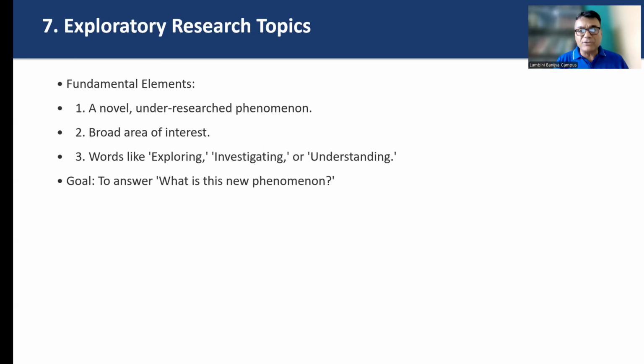And the seventh one is exploratory research. The name clarifies that exploratory means research where very little literature is available. It's a very novel one. It is an under-researched phenomenon.